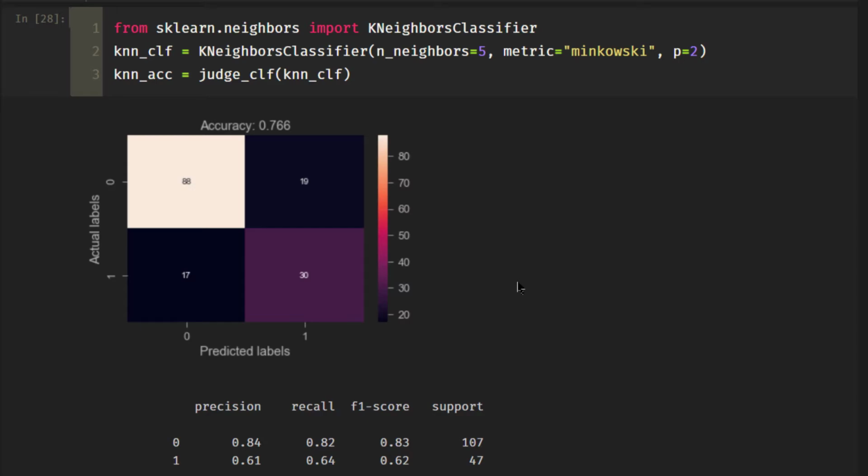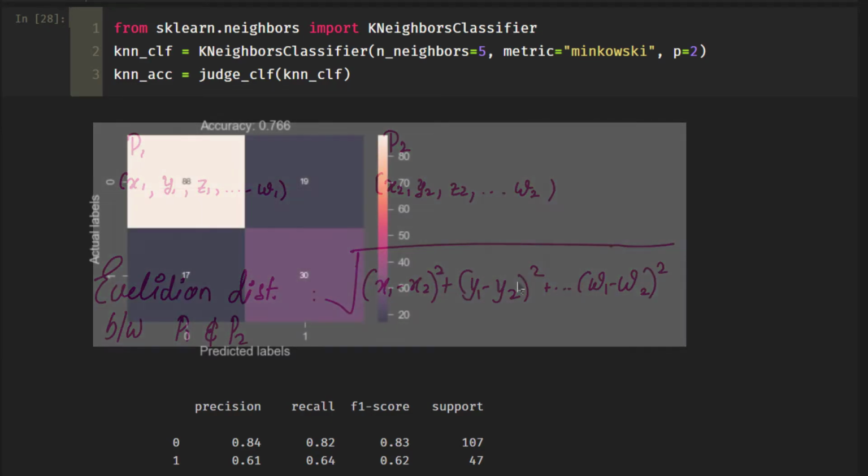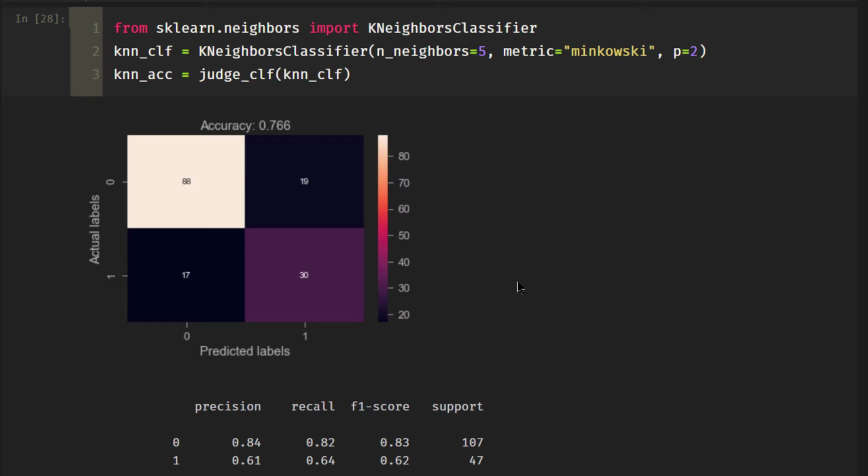Now, what is the Euclidean distance? You know that between 2 points x1, y1 and x2, y2, the Euclidean distance is the square root of (y1 minus y2) whole square plus (x2 minus x1) whole square. That is the Euclidean distance. We calculate the Euclidean distances, and based on them we identify the nearest neighbors. We classify the input based on the most voted category among its neighbors.